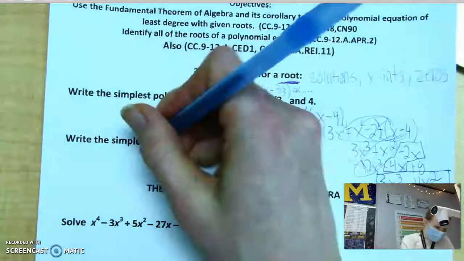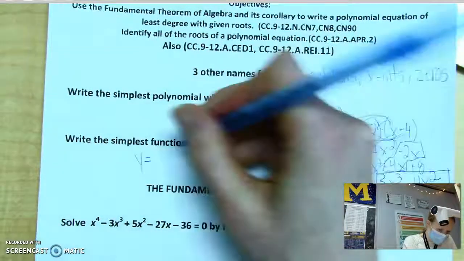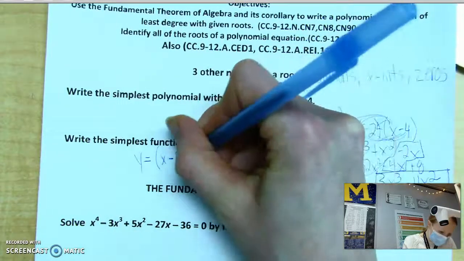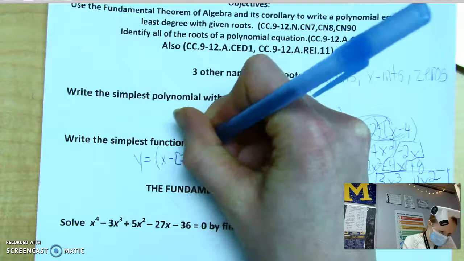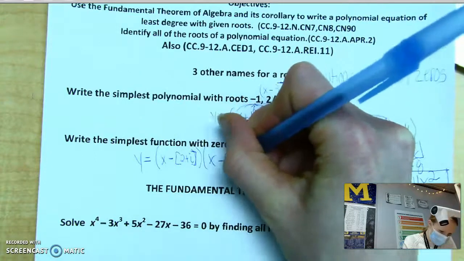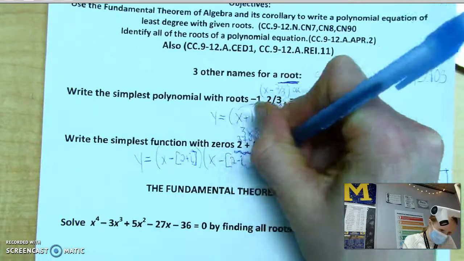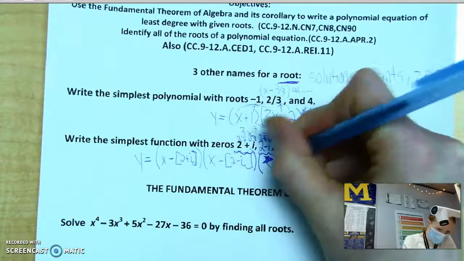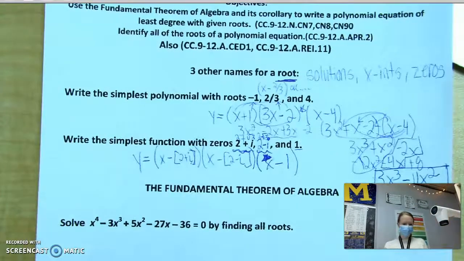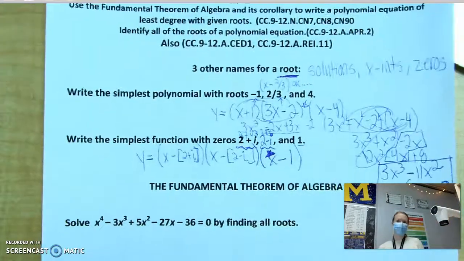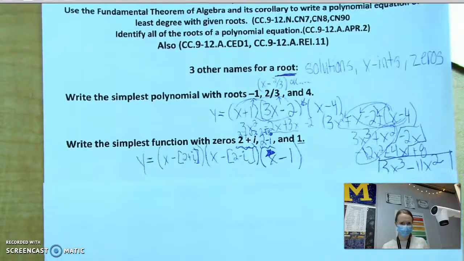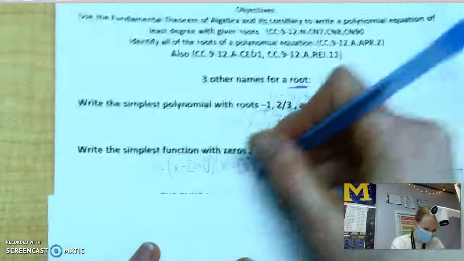So we have our factors, right? We have y is equal to, in this case, x minus 2 plus i, and then we have x minus 2 minus i, and then we have x minus 1. And if you're using the notes that I posted, you might want to use a separate sheet of paper for this when we distribute. So I'm just going to write, see page 2.